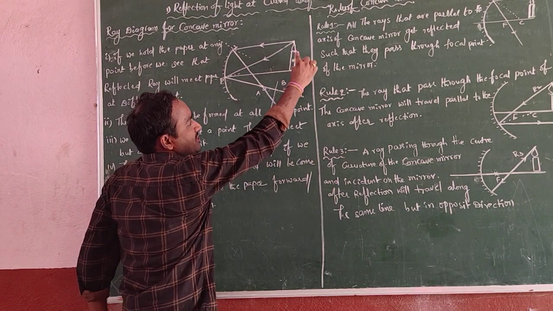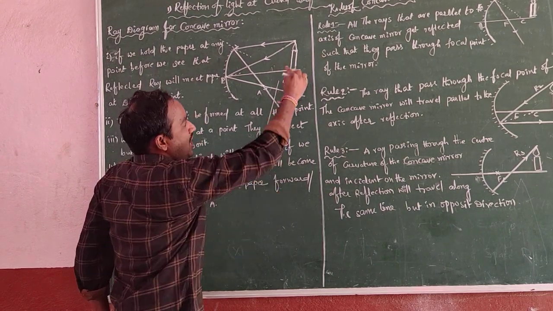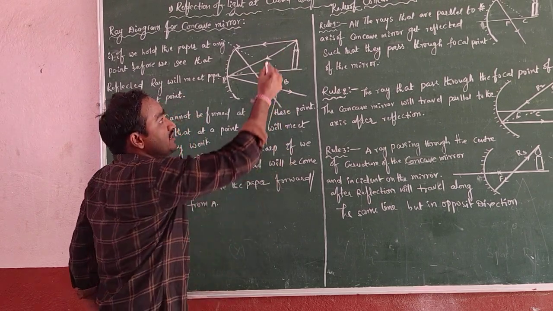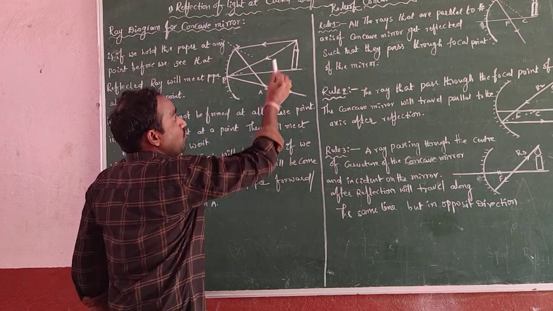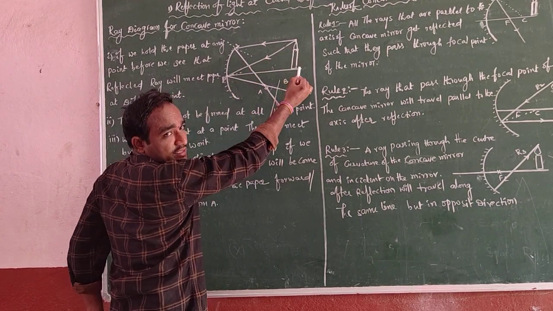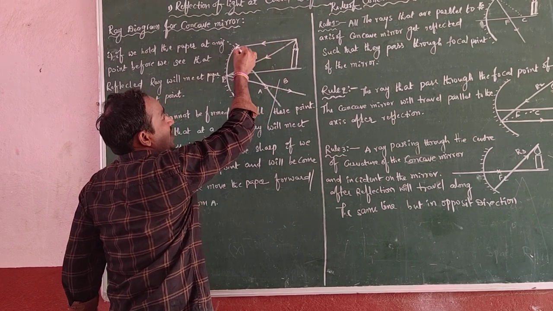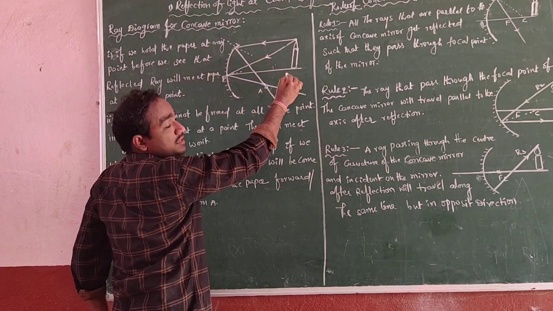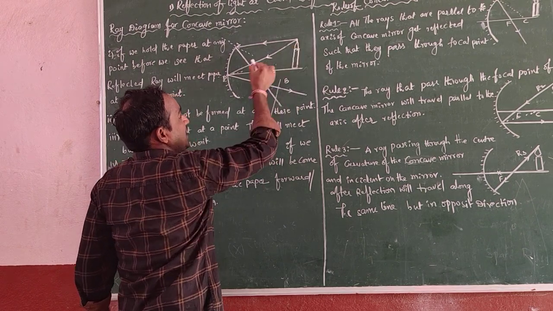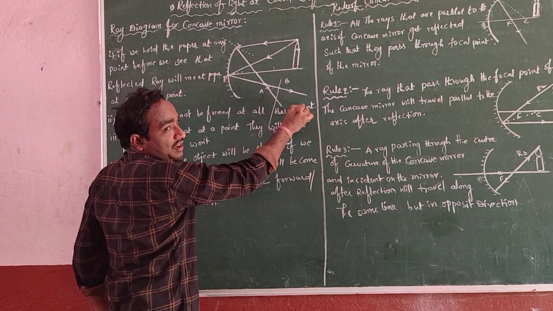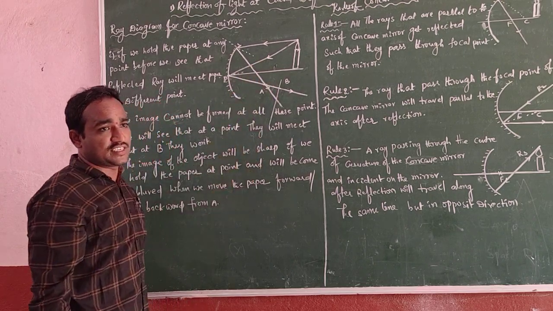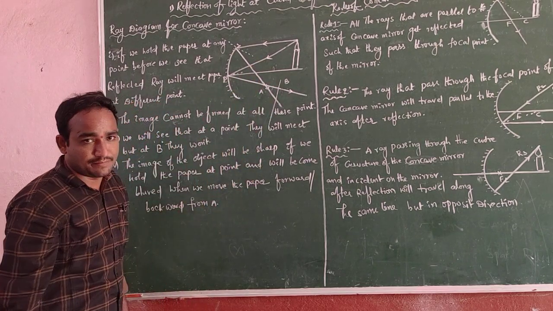On the principal axis, we take one object. From the object, we take two incident rays. One ray is parallel to the principal axis. So the incident ray, parallel to the principal axis, gets reflected. And another incident ray also gets reflected. These two reflected rays have an intersection point at A.